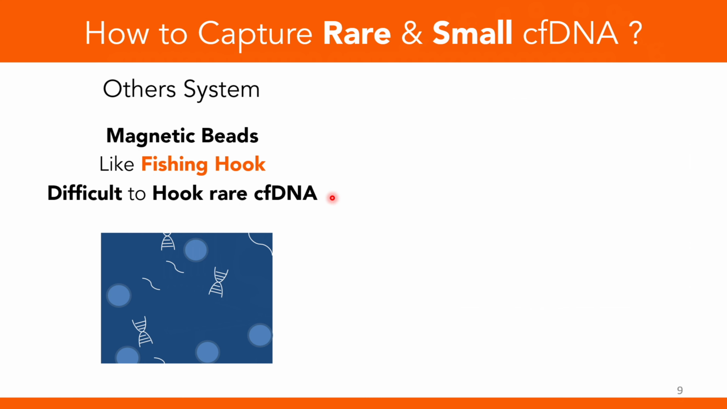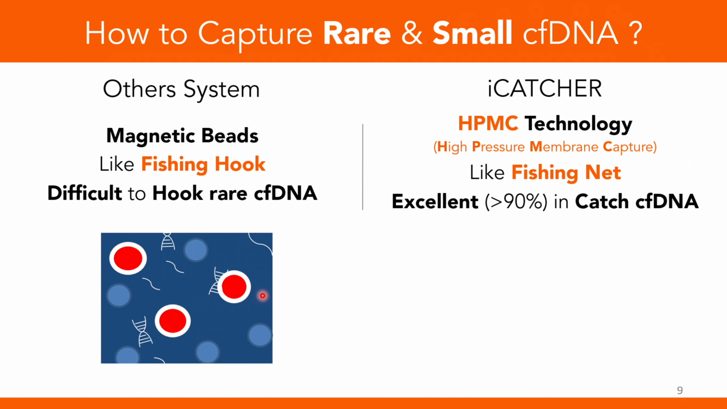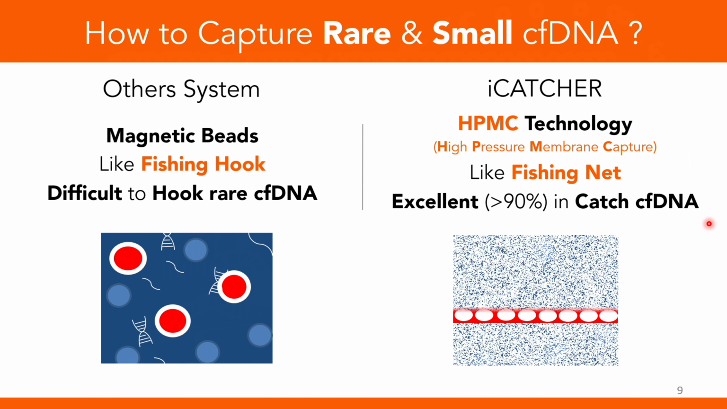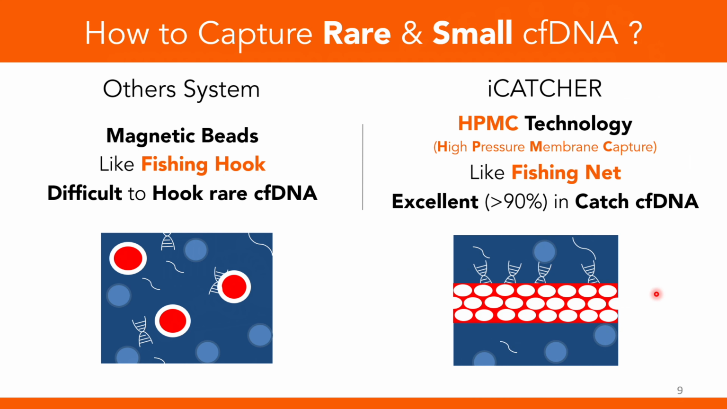Okay, so how to capture rare and small cfDNA, as we mentioned a little bit. Other systems use magnetic beads like a fishing hook, so only the beads that touch or hook the DNA can be recovered. And in our iCatcher system, we use a special patented technology. We call it HPMC, high pressure membrane capture technology. It's a technology like a fishing net, so we can recover over 90% of circulating cell-free DNA back.